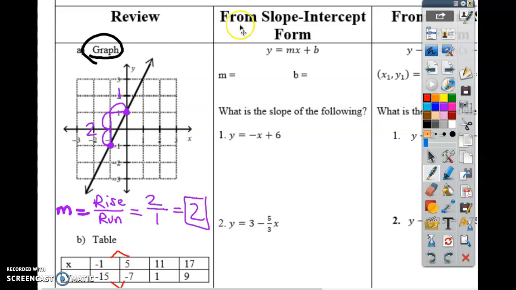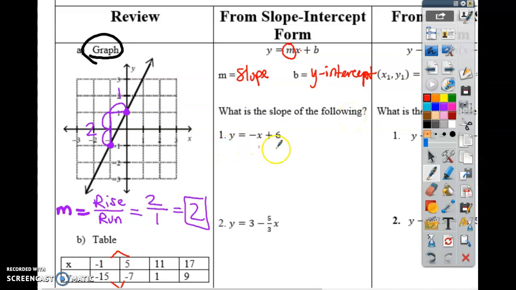Right here. Slope-intercept form. So if they give you the form y equals mx plus b, the m, the slope is next to the x. They're attached together. M is the slope, and b is your y-intercept. But right now, I only want the slope. So I'm looking for the slope. Where is the slope again? Next to the x. The number with the x. That's the slope.